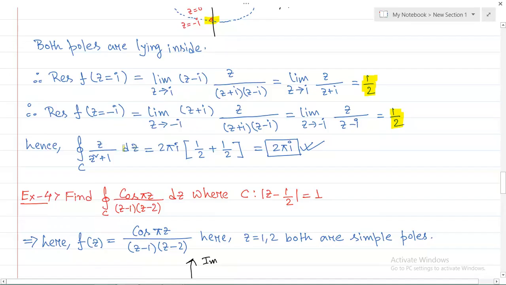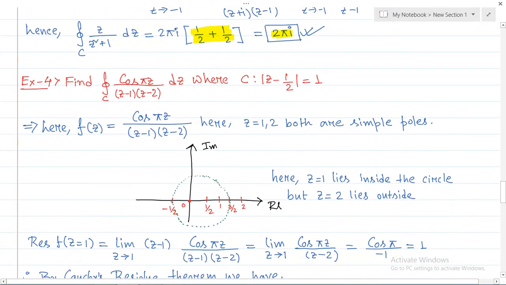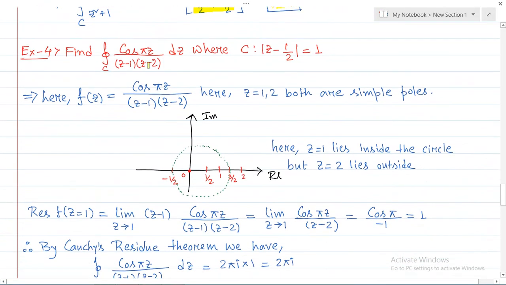So using the Cauchy's residue theorem, the value of the integration is 2 pi i into the sum of all the residues. The result is going to be 2 pi i only. Now let us come to the next example: find the value of the integration of cos pi z by (z minus 1)(z minus 2) dz, where the circle is mod of z minus 1 by 2 equals 1.